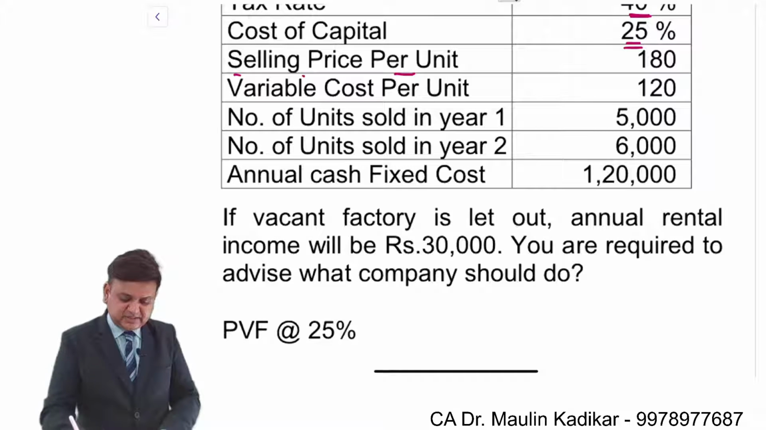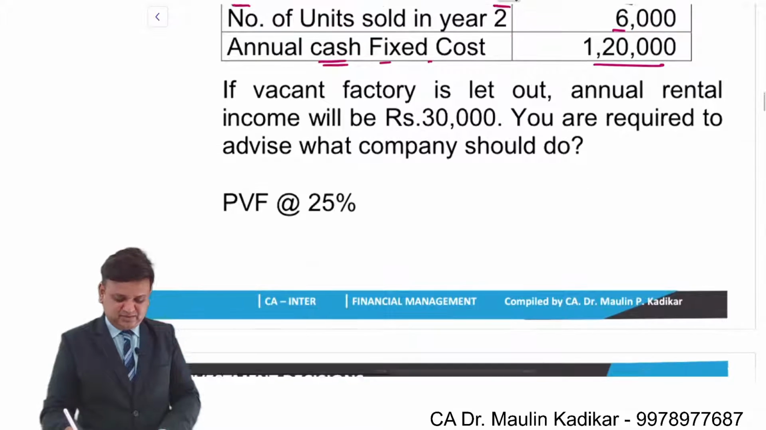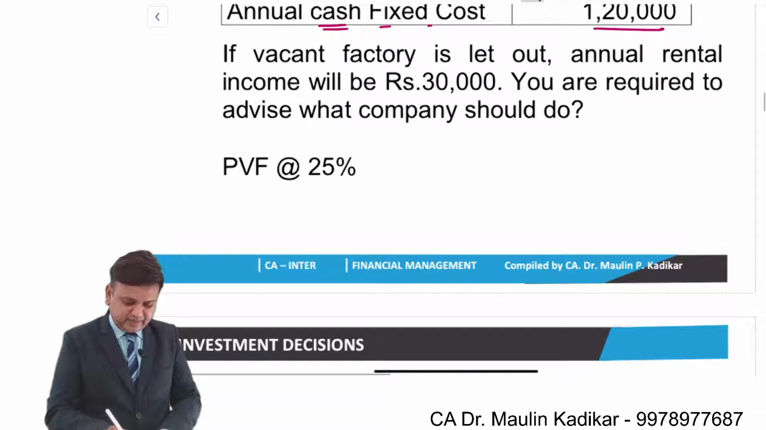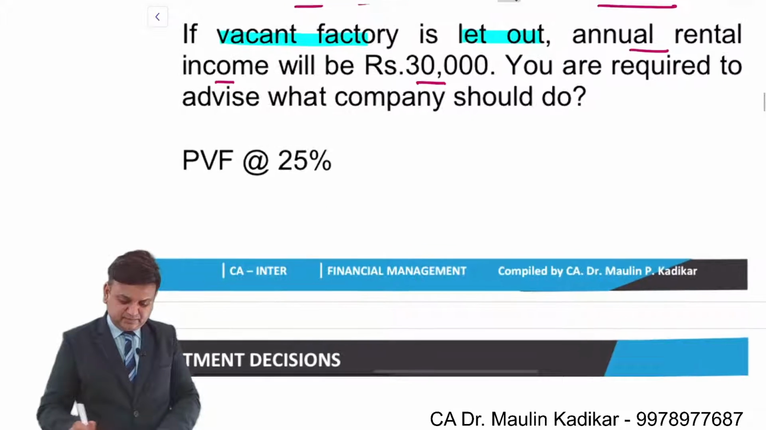Per unit selling price is 180. Per unit variable cost is 120. Number of units to be sold in the first year 5,000. In second year 6,000. Annual cash fixed cost is 1,20,000. If the vacant factory is let out, annual rental income will be an amount of rupees 20,000.